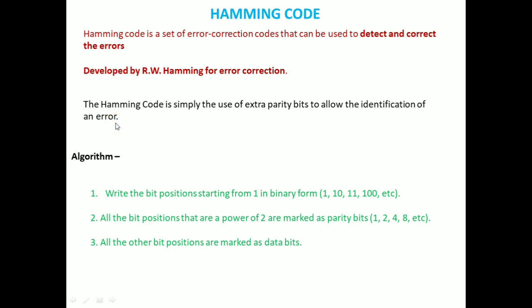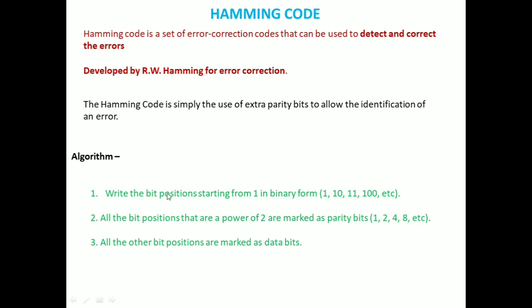So here the main thing is that we are going to use the parity bits for identification of an error, and then we are going to correct that particular error. First of all, we will look at the algorithm. We have some 5 to 6 steps. After looking at the algorithm, we then go on to solve a problem using Hamming code, that is, detecting and correcting the error using Hamming code. The algorithm will be more clear when we discuss the example.